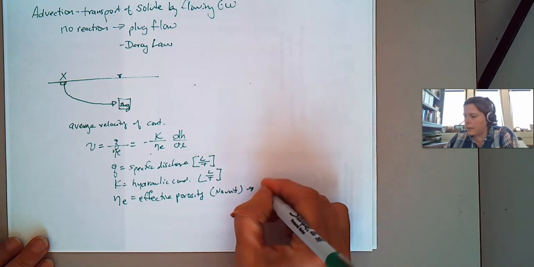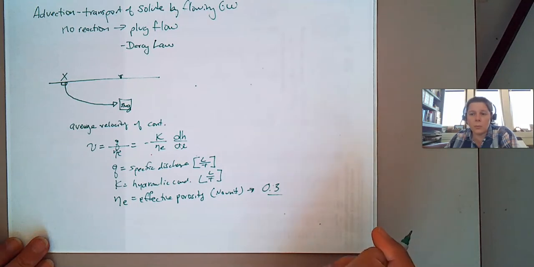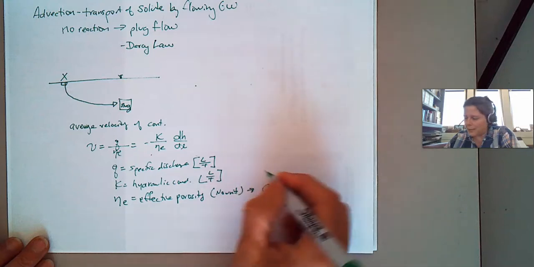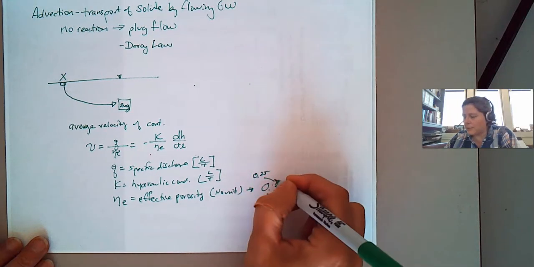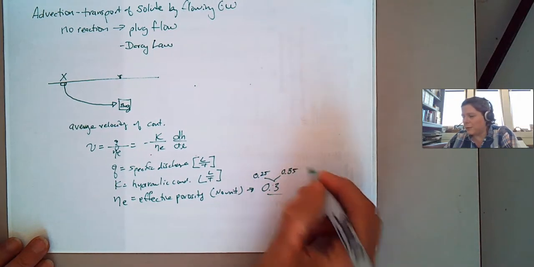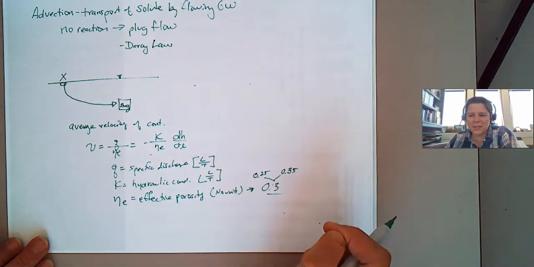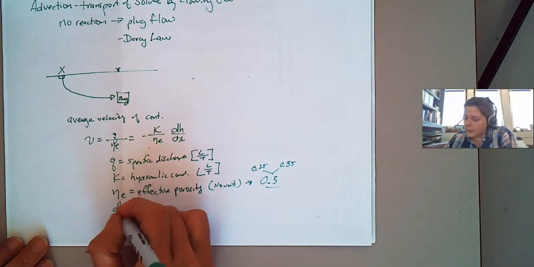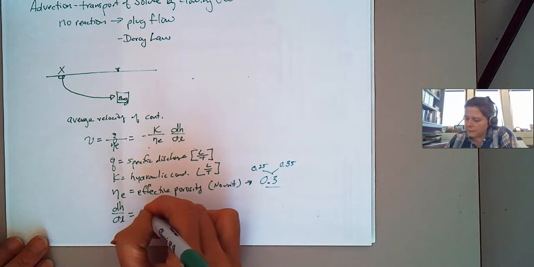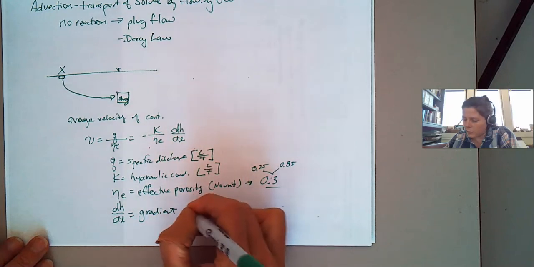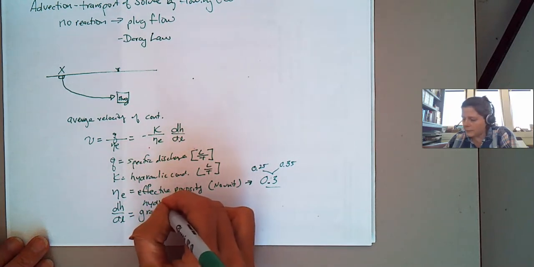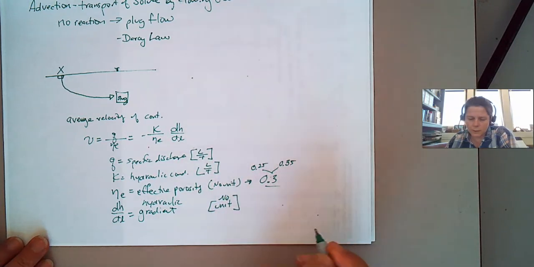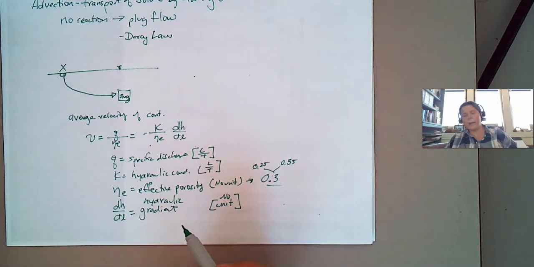Generally, if we don't know what it is, we always estimate it to be 30% or 0.3. Most porosities will range between 0.2 and 0.35. That's the usual range, so that's why we always say 0.3 is a good estimate if you don't know what it is. And then dH/dL is your gradient along the flow path, so this is your hydraulic gradient. And again, it has no units. So this will just tell you the average velocity that it'll move.